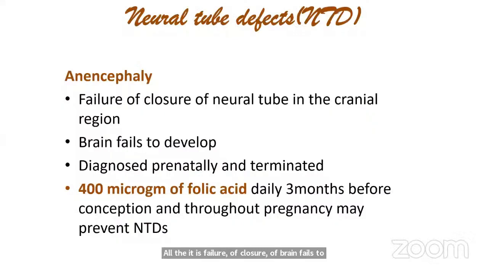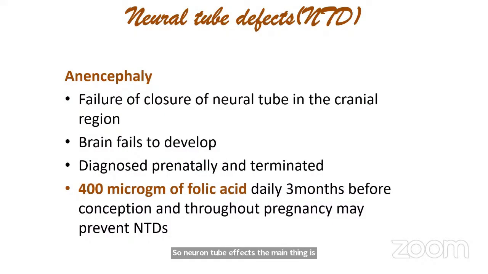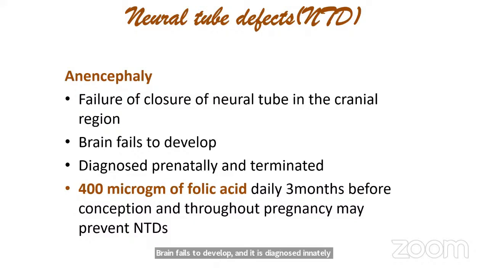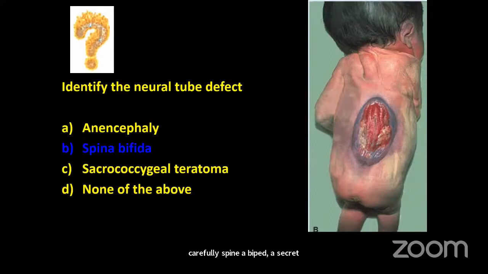So neural tube defects, the main thing is anencephaly. It is failure of closure of neural tube in the cranial region. Brain fails to develop and it is diagnosed prenatally and terminated. 400 microgram of folic acid, that is the preventing factor. Identify the neural tube defect. Can someone identify the neural tube defect? Anencephaly, spina bifida, sacrococcygeal teratoma, none of the above. Yes, very good. It is spina bifida.